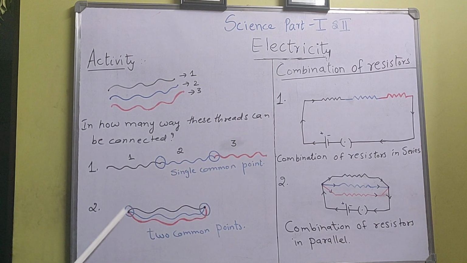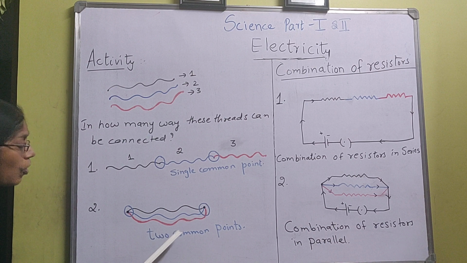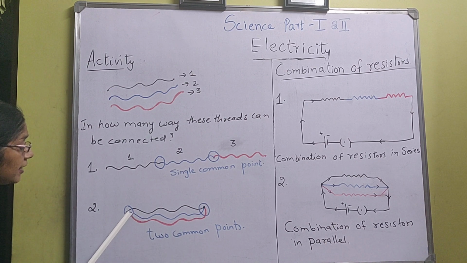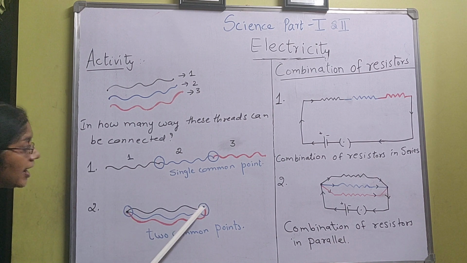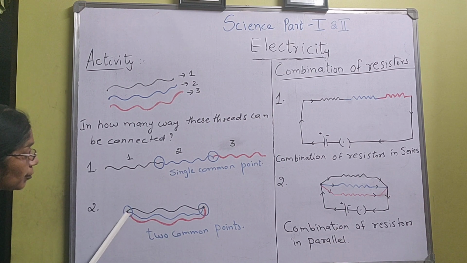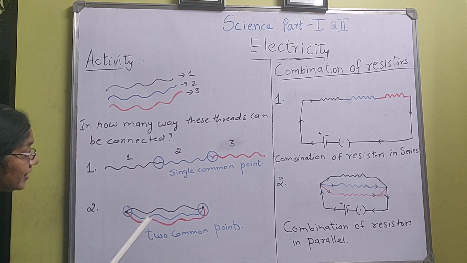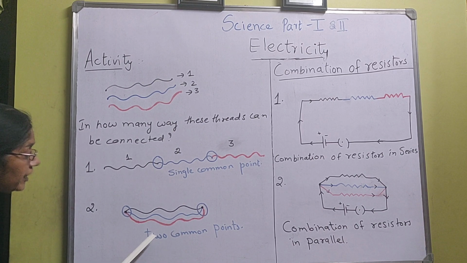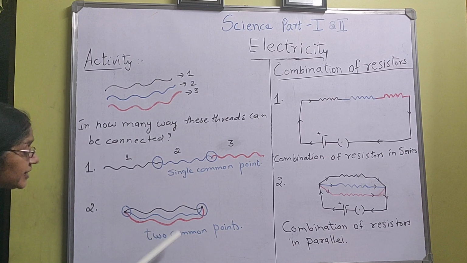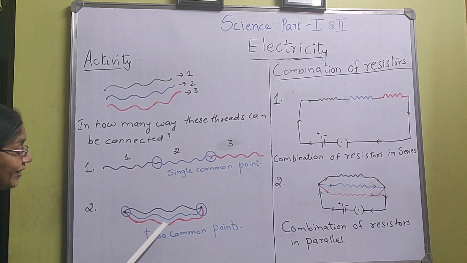Let us see the second way where we can connect the threads. Thread 1, thread 2 and thread 3 are all connected together having two common points. This is point number 1 and point number 2. So there are two common points in this type of combination. Such a connection is called parallel, one below the other.